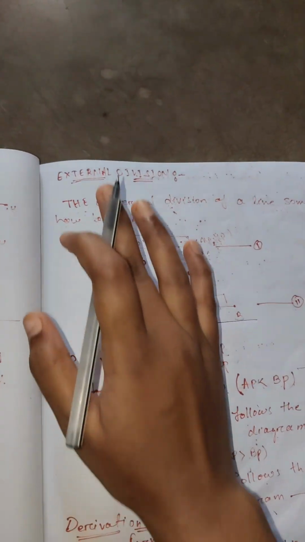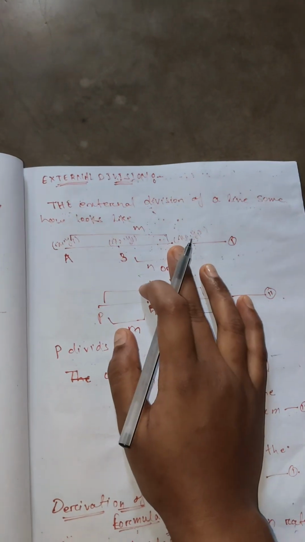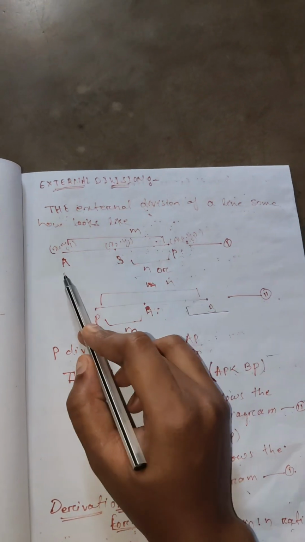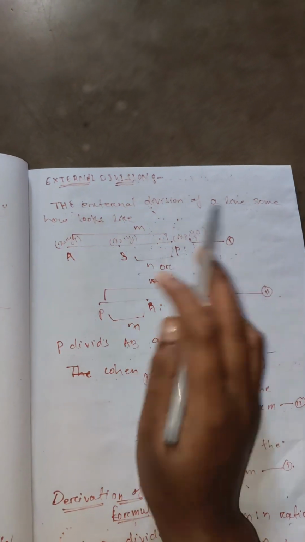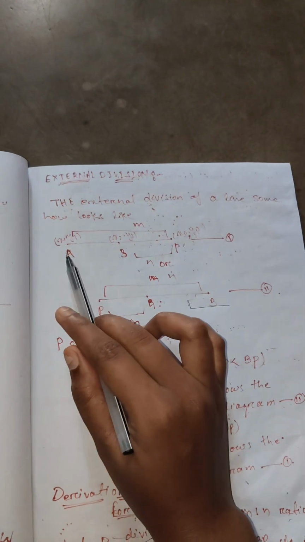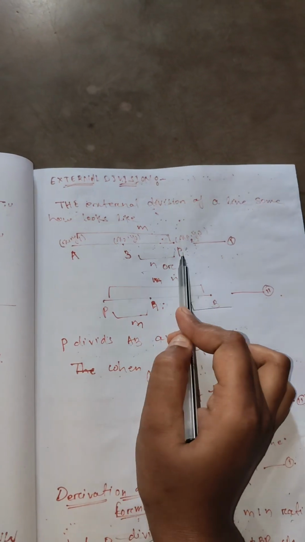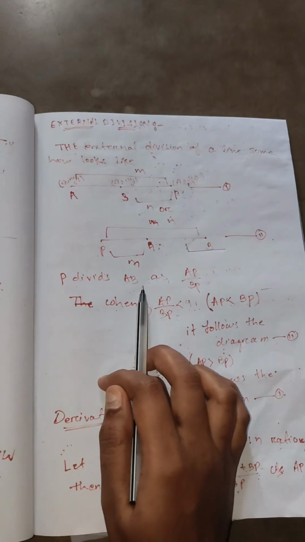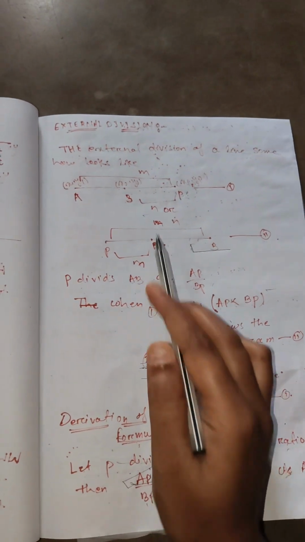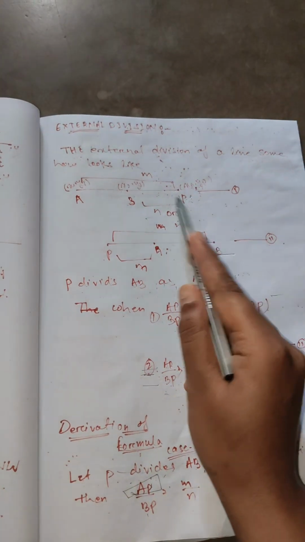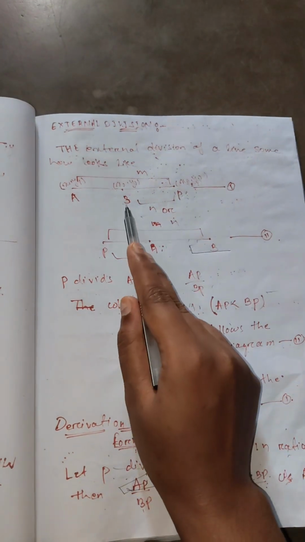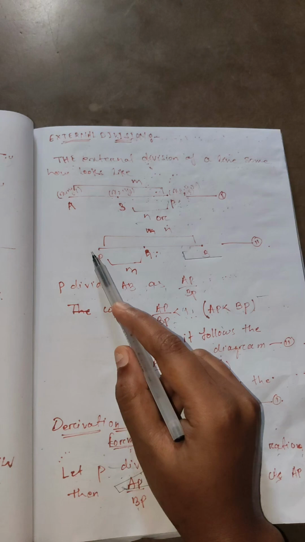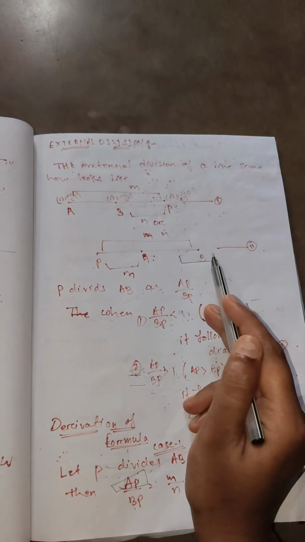In this video, I am discussing external division. The external division of a line somehow looks like this, where P lies outside of the line AB. P divides AB as AP divided by BP. Similarly, in the next case, P divides AB as AP divided by PB.